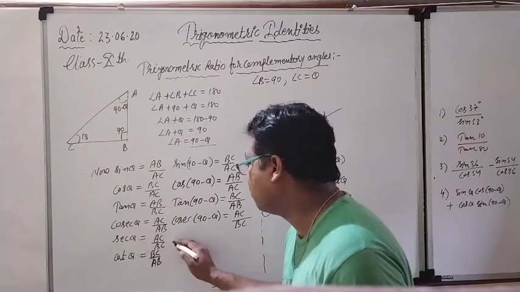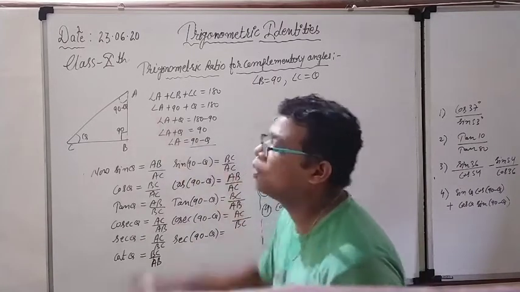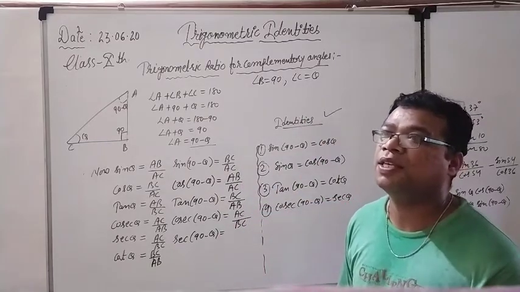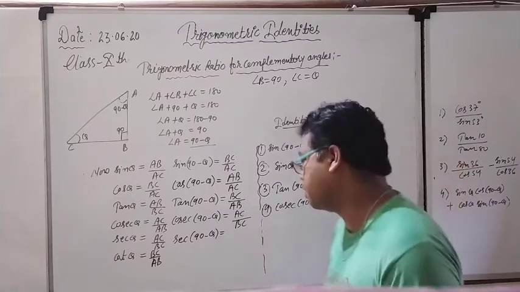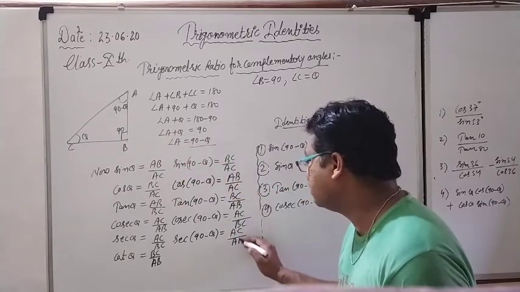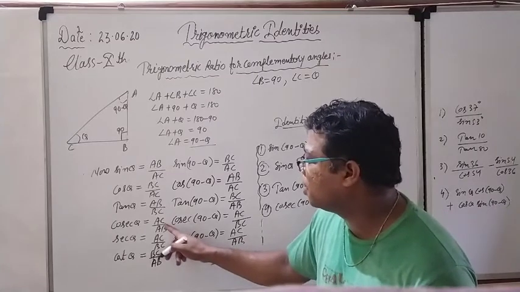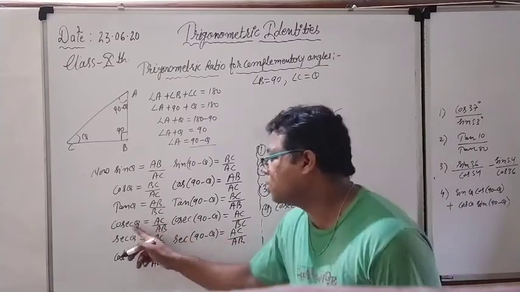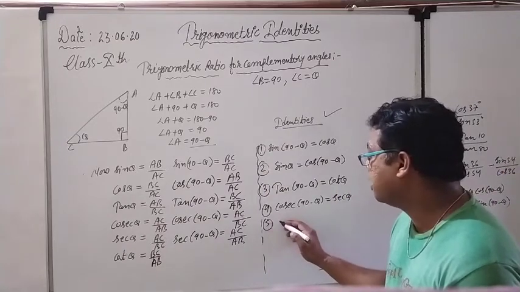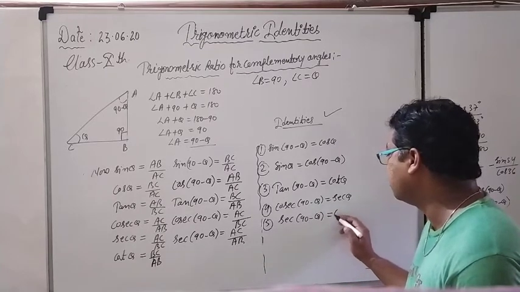After that I will find sec 90 minus theta. So what is sec 90 minus theta? The value of sec is hypotenuse upon base. What is the hypotenuse? AC. Upon what is the base? AB. Now find this value in terms of theta. AC upon AB is the value of cosec theta. So cosec theta is equal to sec 90 minus theta. Sec 90 minus theta is equal to cosec theta.